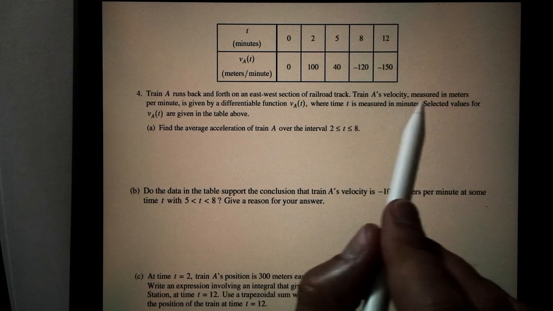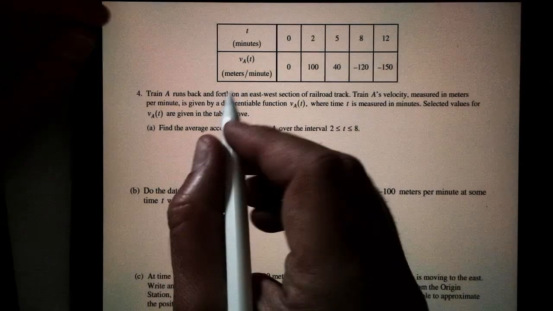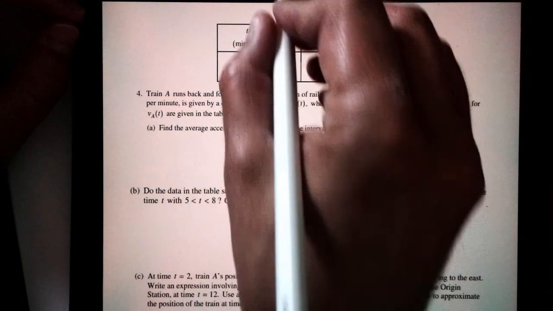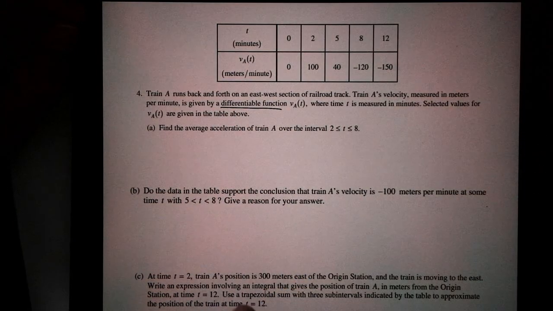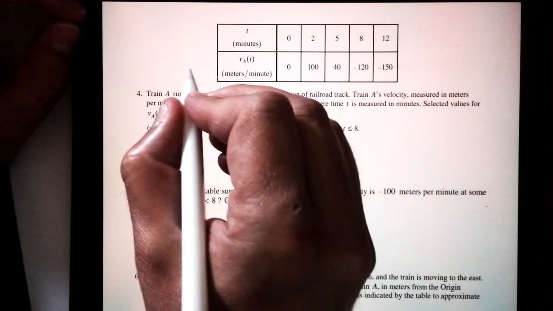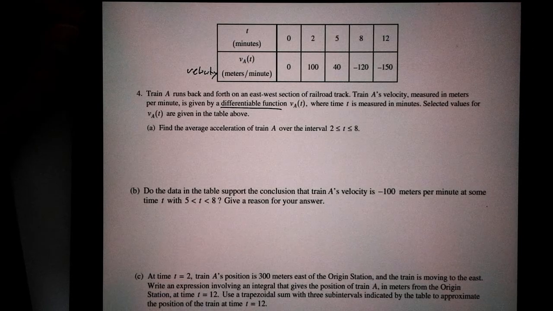The velocity of train A, measured in meters per minute, is given by the differentiable function. They're going to tell us that; that might come in handy later on today, where t is measured in minutes. So remember that this is a velocity. I always like to identify that, such a velocity. Selected values for the velocity are given above.